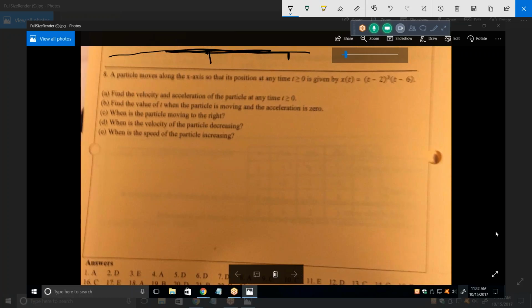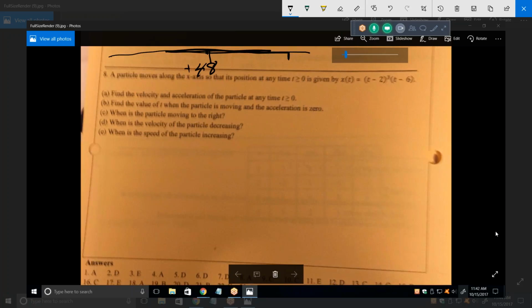Okay, let's look at the equation. The equation is governed by this x of t function, where the distance that it moves is x of t. In other words, at time 0, the particle is at position 48. So that would be labeled 48. And I got that by just plugging in 0 for t. Got minus 2 cubed, which is minus 8, times minus 6. So plus 48 is where it starts out at. All right, let's look at their questions.